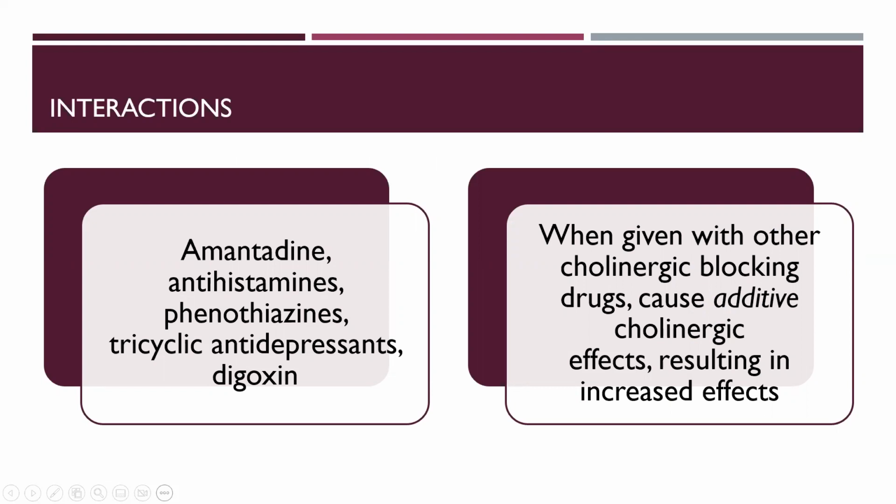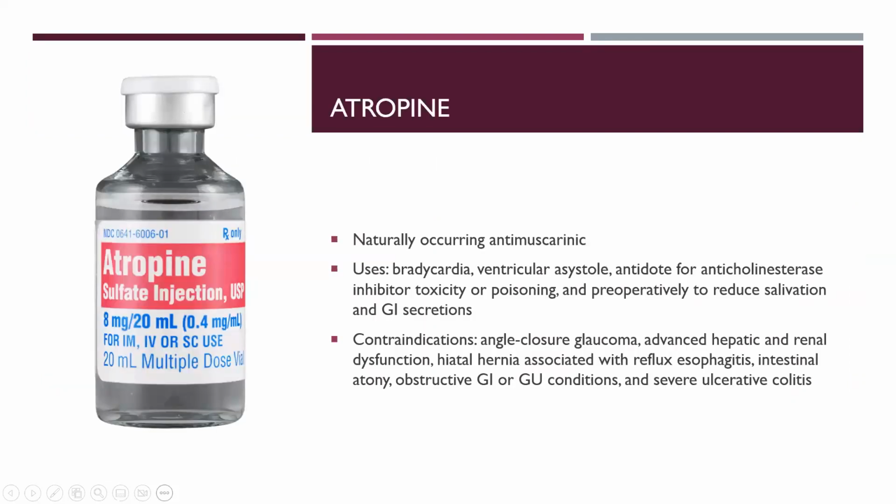So these are some of our interactions. Once again, when given with other cholinergic blocking drugs, it can cause that additive effect, and just being careful with our antidepressants, our digoxin, everything of that nature. So atropine, because I've been talking all about atropine, right? I've just been going around it. Its uses can be things like bradycardia, ventricular asystole, antidote for anticholinergic inhibitor toxicity or poisoning, preoperatively to reduce salivation and GI secretions.